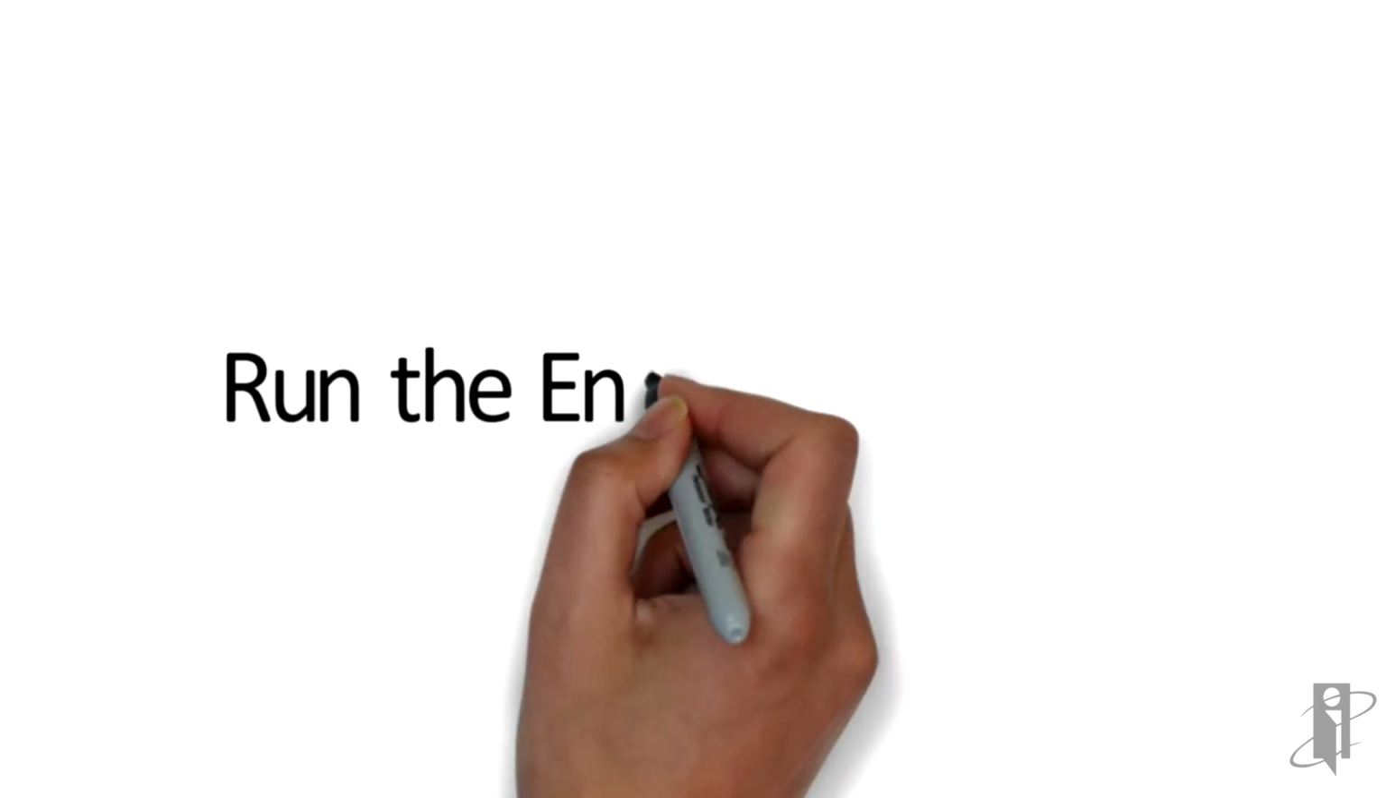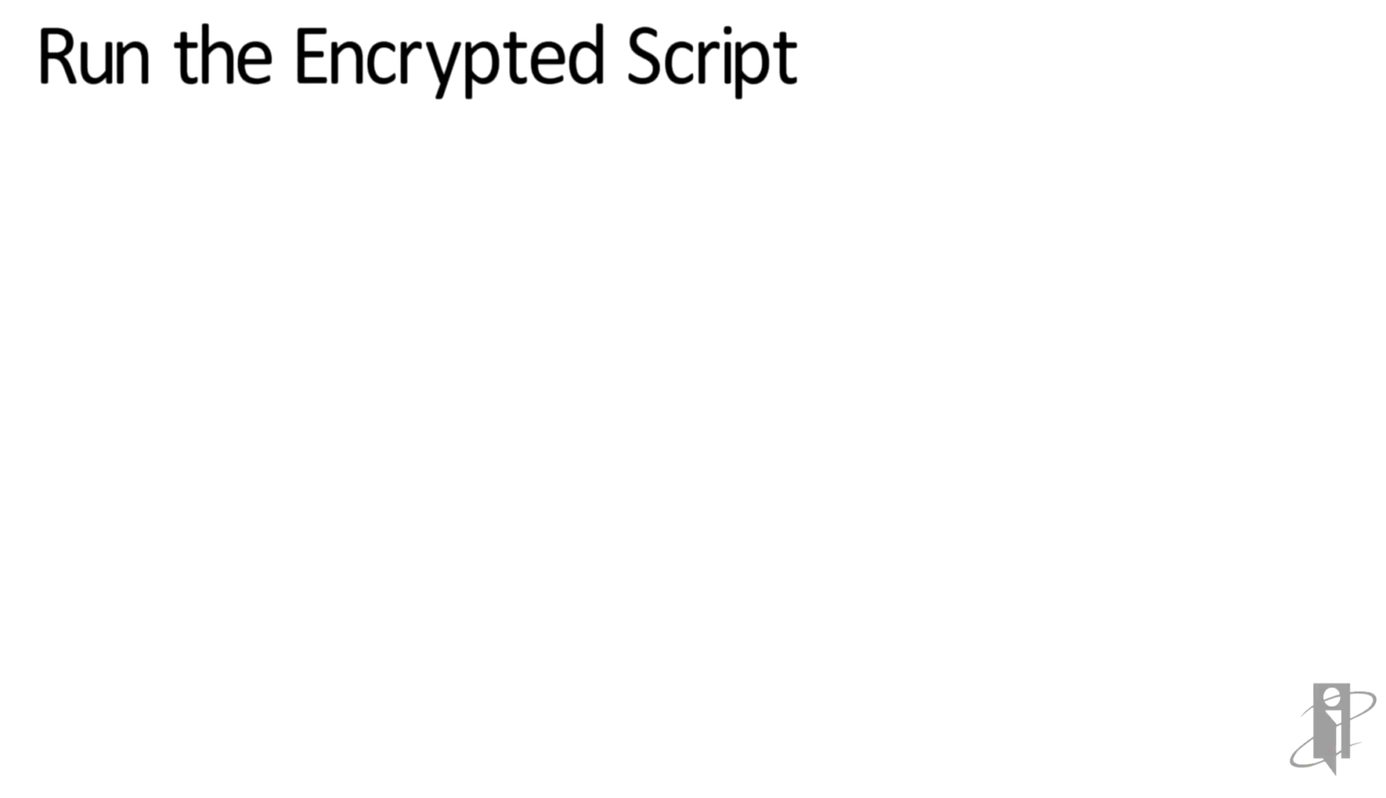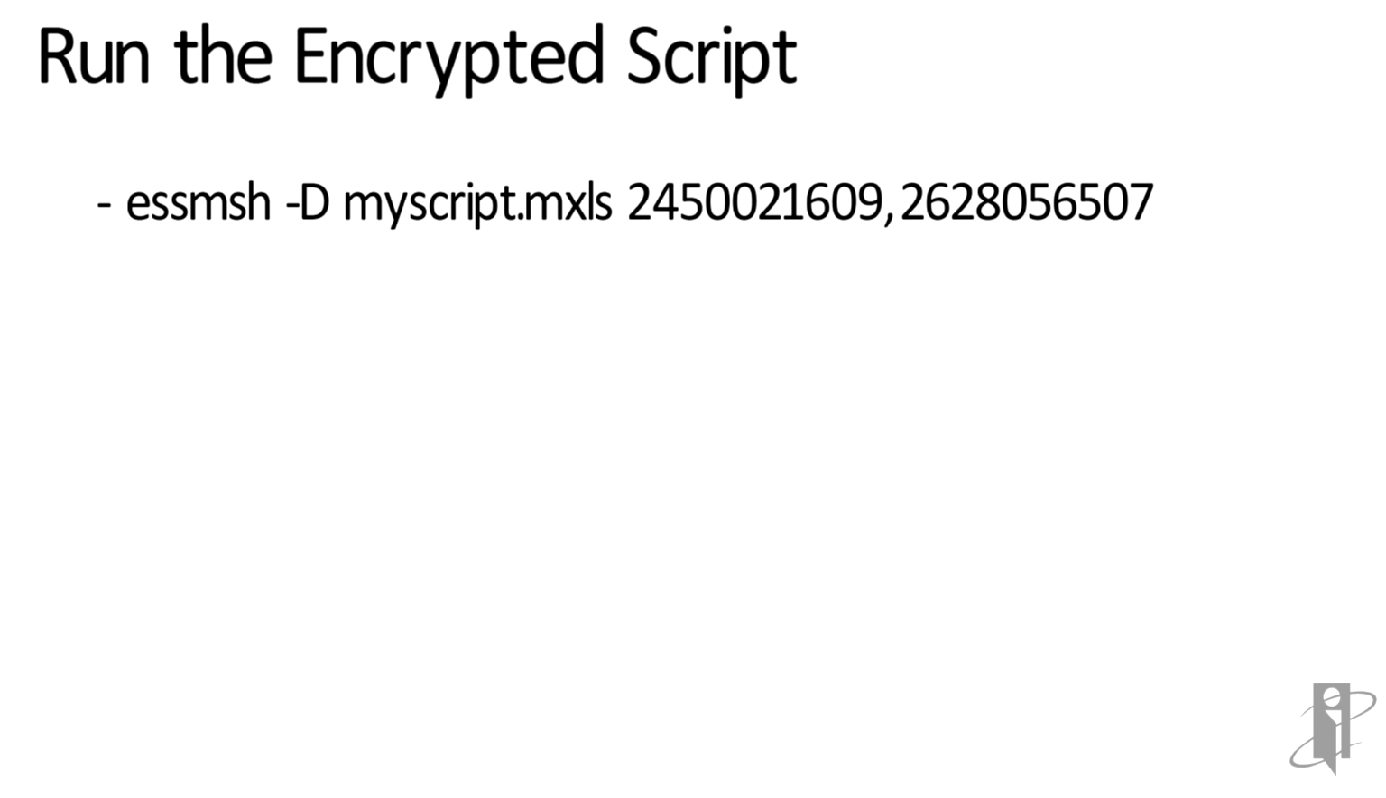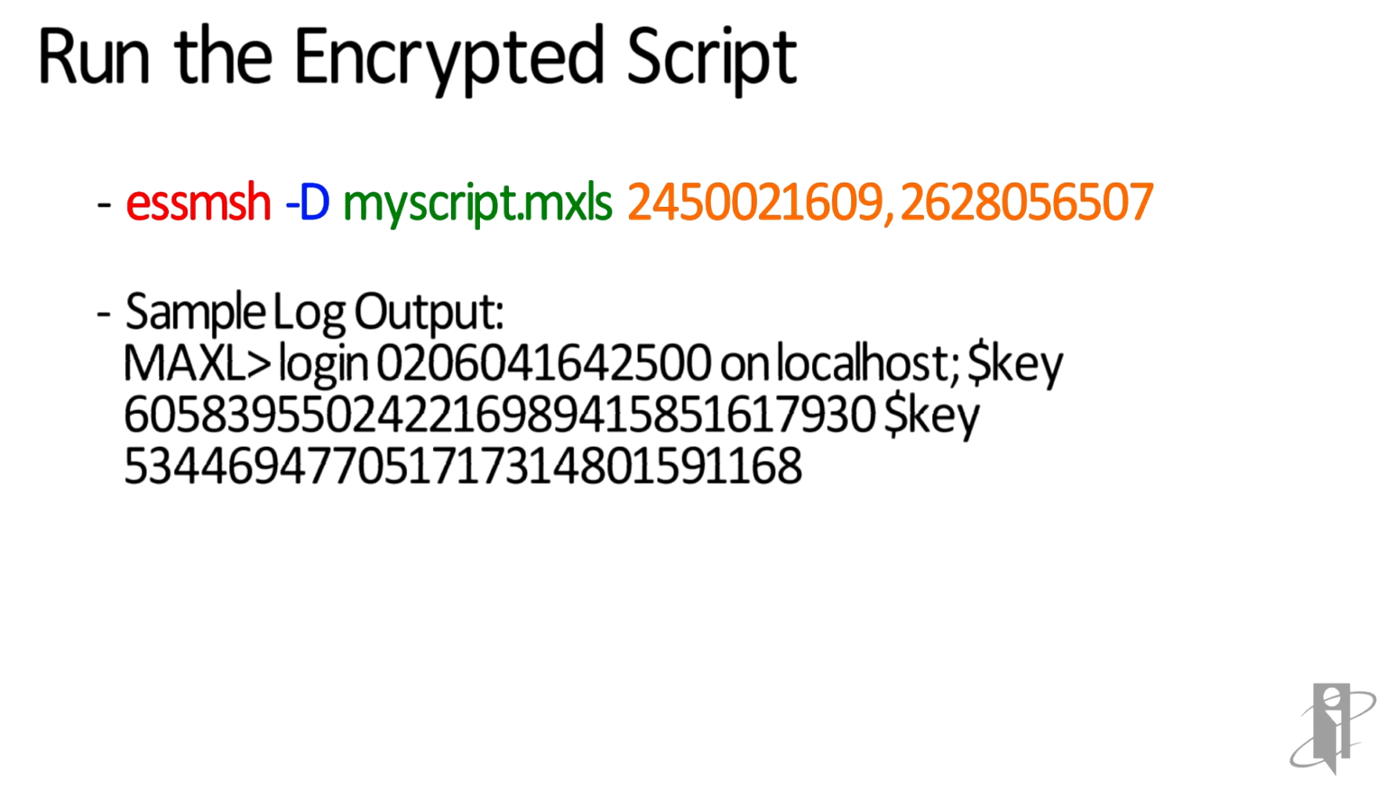The third and final step is to run the encrypted MaxL script. This command would typically appear in a batch script and is the equivalent of executing a non-encrypted MaxL script. In this step, we use the other half of the key pair, the private key. The command syntax is essmsh -D, the encrypted file name, in my example, myscript.mxls, and finally, the private key string. Notice the log output shows the encrypted strings. The decryption is done internally, so no information is given away here.